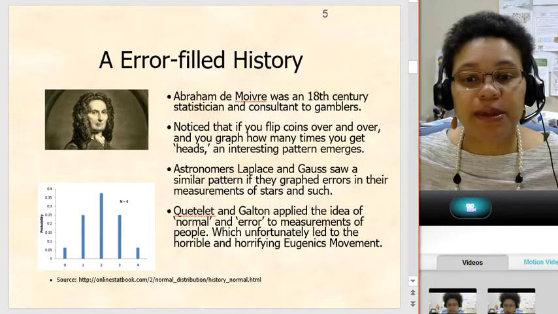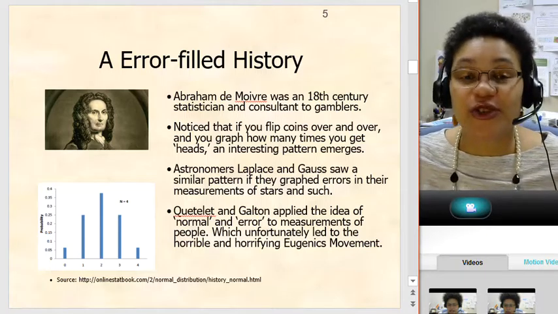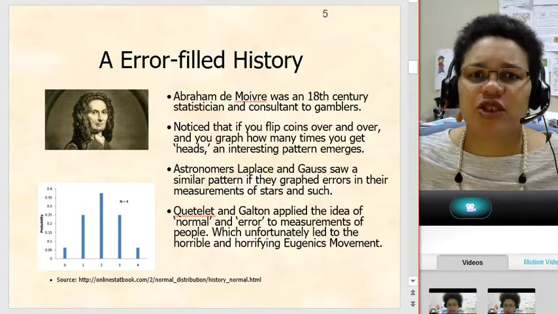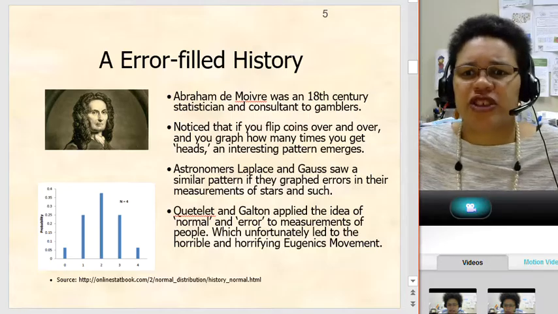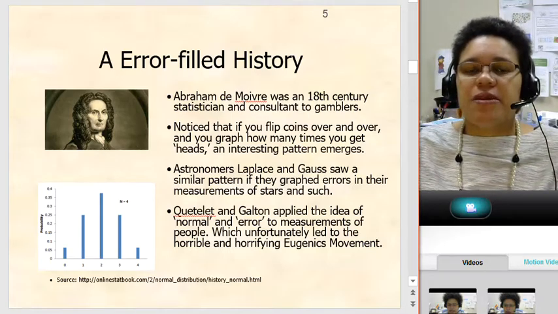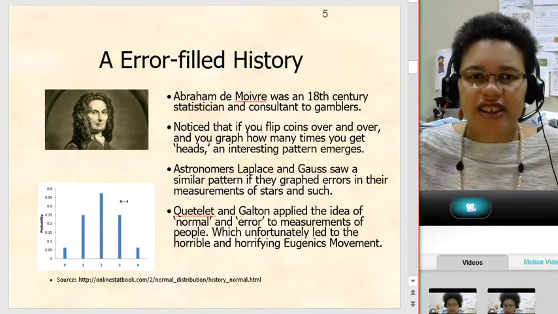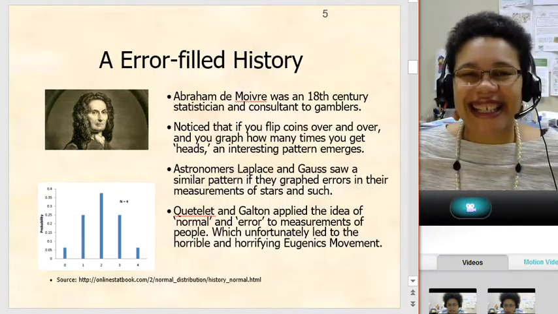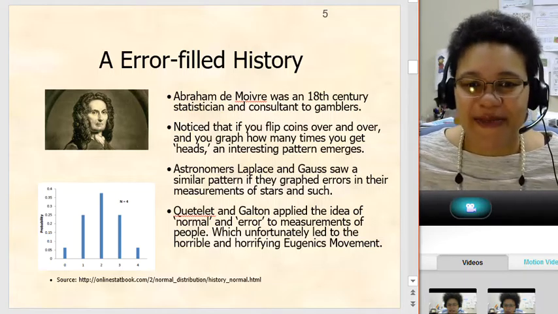Quetelet and Galton applied the idea of normal and error to measurements of people. Originally it was just stars and things in the natural world. You could measure different features of animals, for example. You could use it for measuring things that occurred naturally, right? But then they thought, let's try and apply this to people. It worked for stars, why not for people?